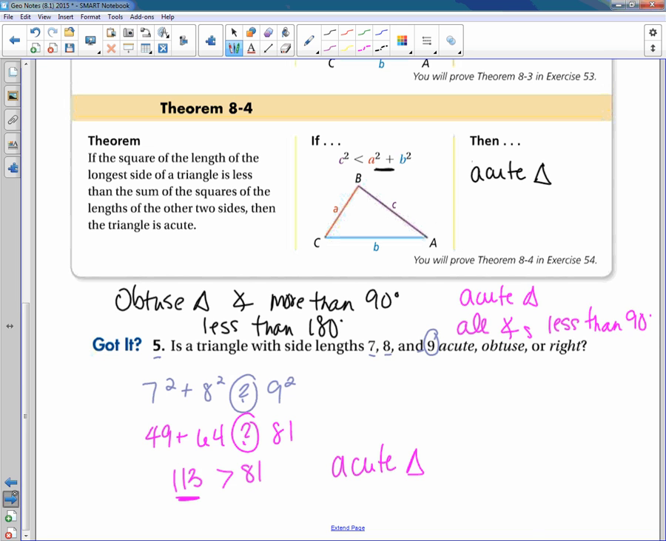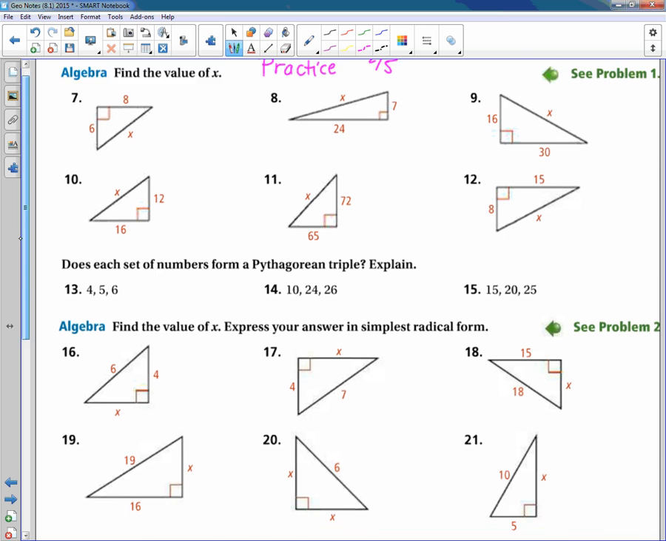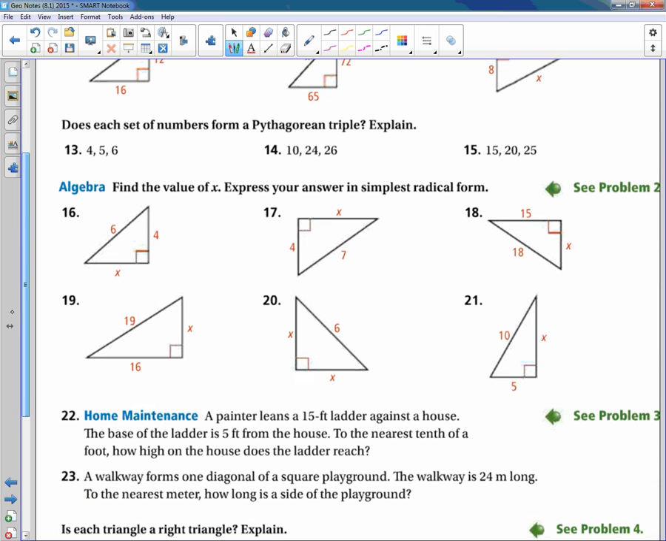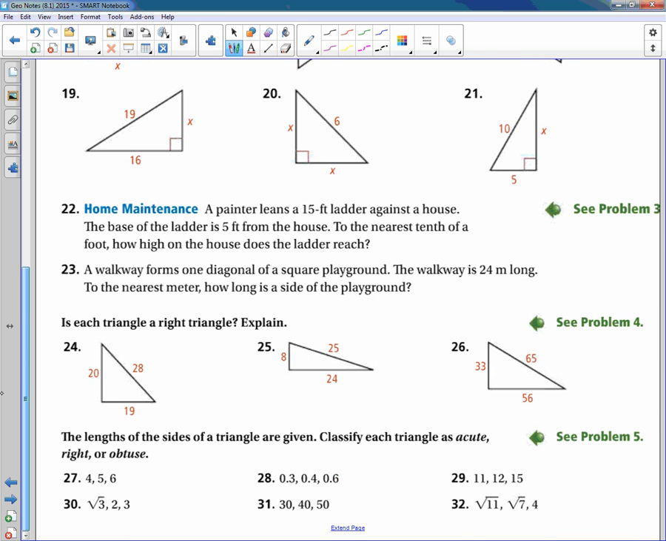Okay? So if you flip over here, you will find some practice problems, and this will be the homework that was assigned for 2-5, and it requires you to use the Pythagorean theorem and also to look at the Pythagorean triples as well as determine whether or not the triangles are acute, right, or obtuse.